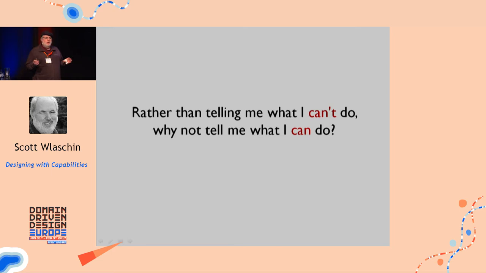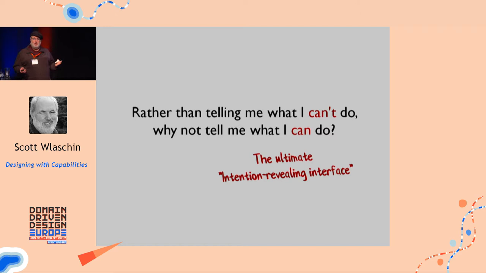So that whole philosophy is telling me what I can't do. I try to do something, sorry, you can't do that. I try to do something else, sorry, you can't do that. Rather than doing it that way, why not tell me what I can do? Rather than being negative, be positive. And that is really the ultimate intention revealing interface. What can I actually do? Tell me what I can do. Don't tell me what I can't do.